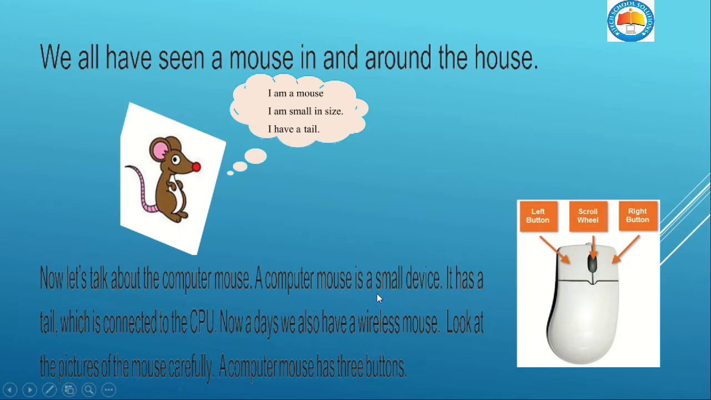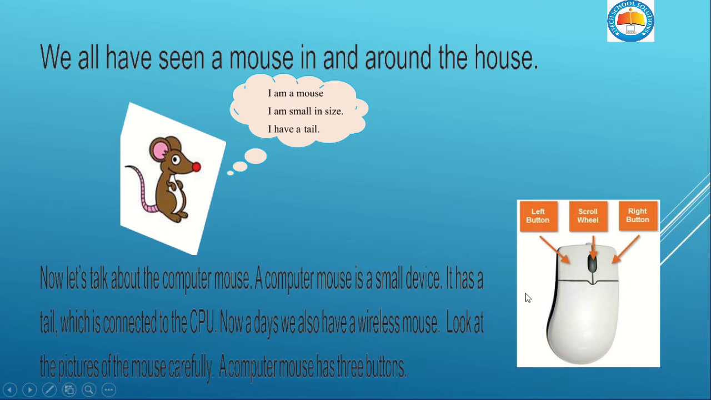A computer mouse is a small device. It has a tail which is connected to the CPU. Nowadays, we also have a wireless mouse. Look at the picture of the mouse carefully. A computer mouse has three buttons. Now you have seen this kind of mouse at your house.